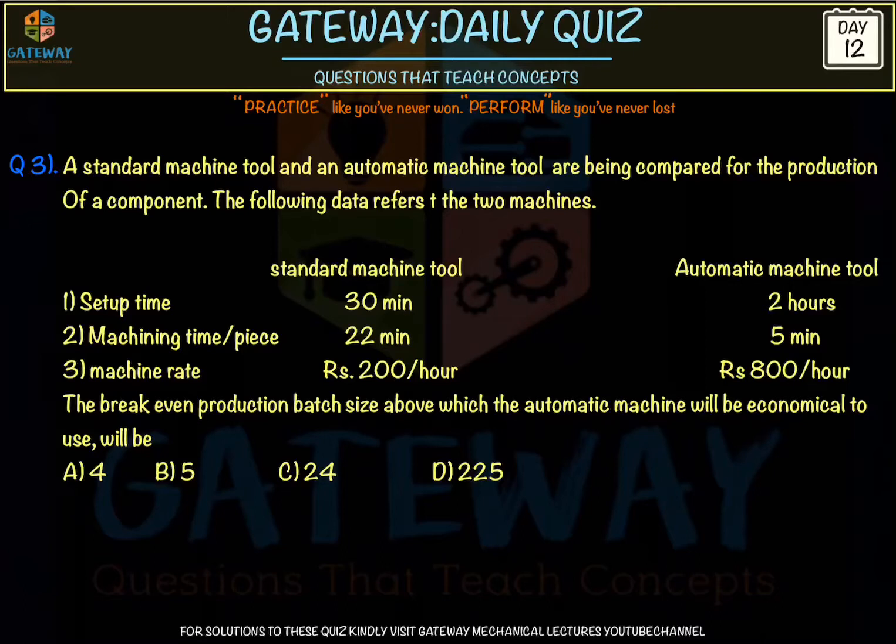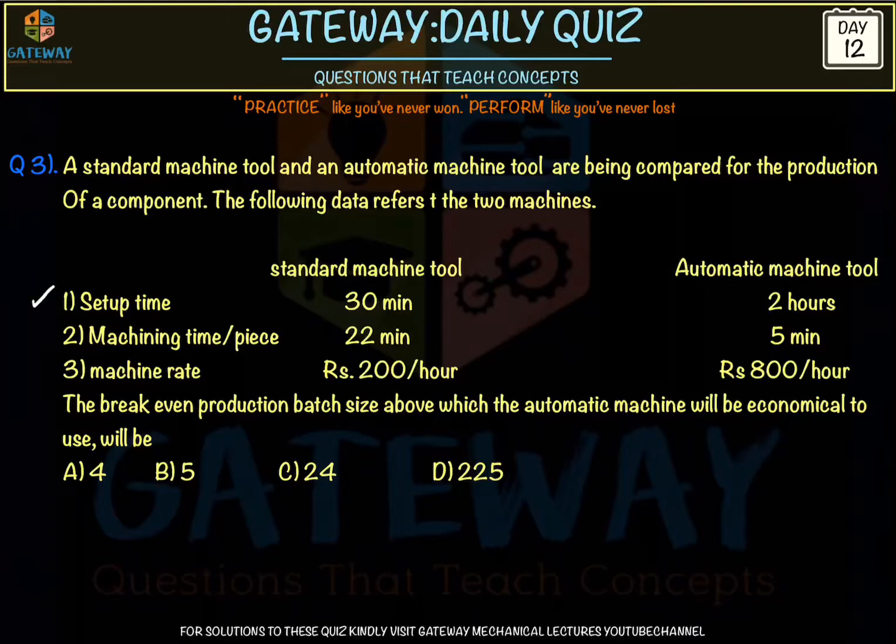A standard machine tool and an automatic machine tool. So there were two machine tools actually. One was the standard machine tool, tool in the sense of a device, let it be a device. And the other is an automatic machine tool. They are being compared for the production of a component. So we are producing the same component on each of these machine tools, and the following data were given.